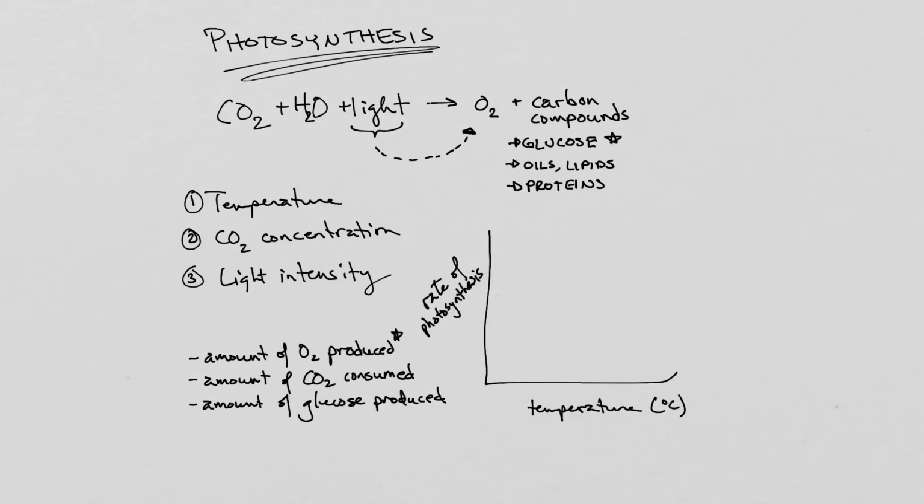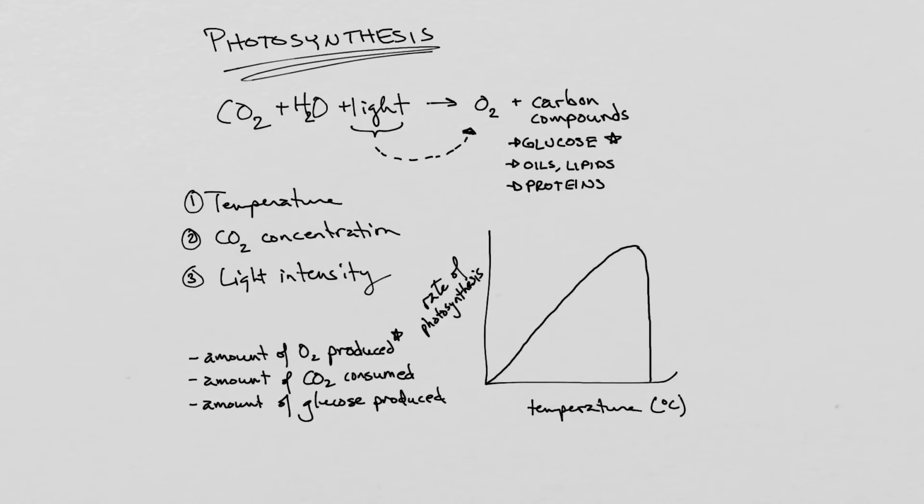All right, just like our previous graph for enzymes, this starts off slow. So we should have a nice steady increase, but there's going to come a point where all of those enzymes that are involved in photosynthesis can't deal with that temperature, the structure of the proteins breaks down, and the enzymes denature.